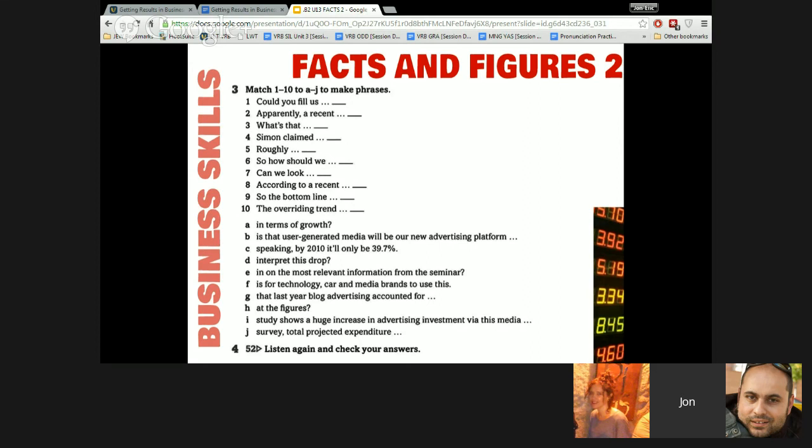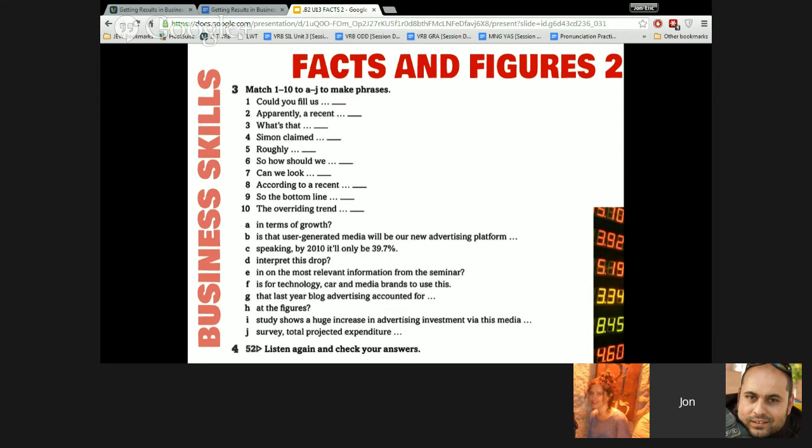Claim, okay. That last year, blog advertising accounted for. Could be. I agree. Simon claimed that last year blog advertising accounted for 184.4%. That's it. Which letter? That is G. 4 is G. Okay. Simon claimed that last year, so we can claim that. That's the connection. It's possible to claim that.